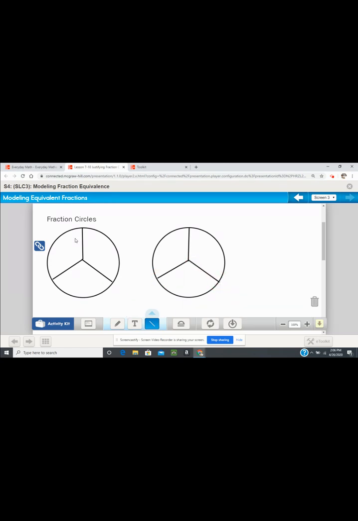3 equal sections. Remember, we have 2 of those 3 colored in. So I'm just going to do little scribbly lines showing that there's 2 of the 3. And then I come over here and I have 3, but I need to make it 6. How do we do that? Well, you guessed it, we go through and we cut each of those sections in half like we've been doing.